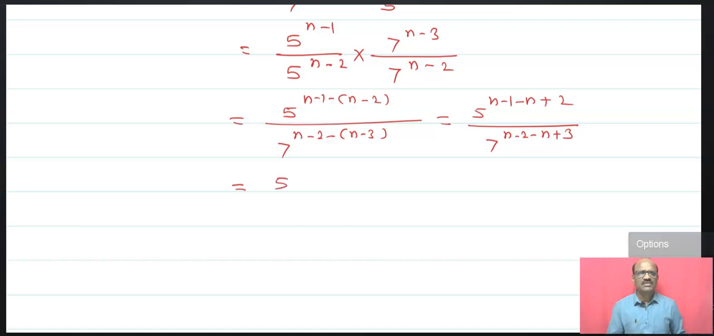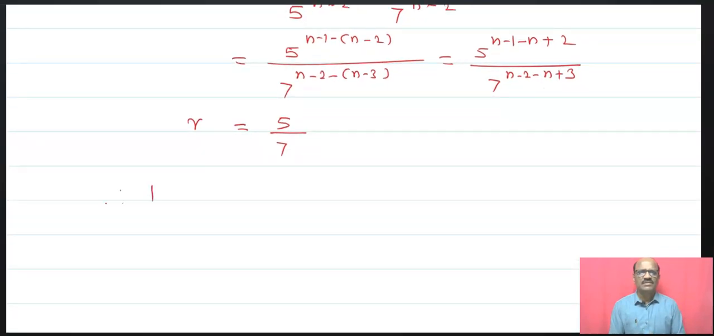Now this is the simple calculation. In 5 raised to, plus n and minus n get cancelled here. Minus 1 and plus 2, 1 is remaining. In 7 raised to, here also plus n and minus n get cancelled. Minus 2 and plus 3, you are getting 1. Therefore, r is equal to 5 upon 7.